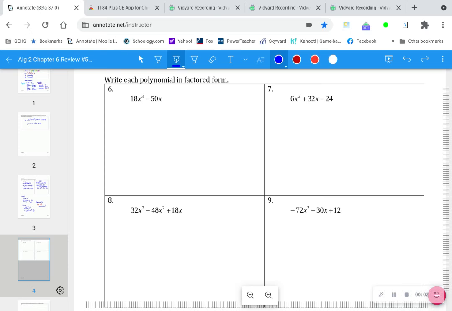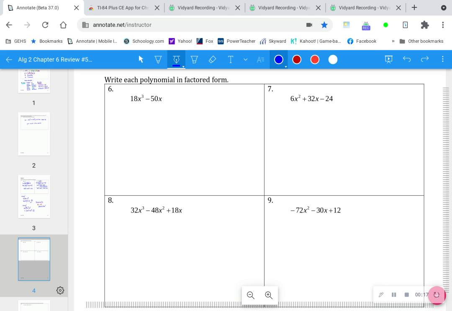Okay, continuing with the review for Algebra 2, sections 6.1 to 6.3 and 6.5. Problems 6 through 9 is what we're doing here. Okay, all we're supposed to do here is factor, and you always look for a GCF first.